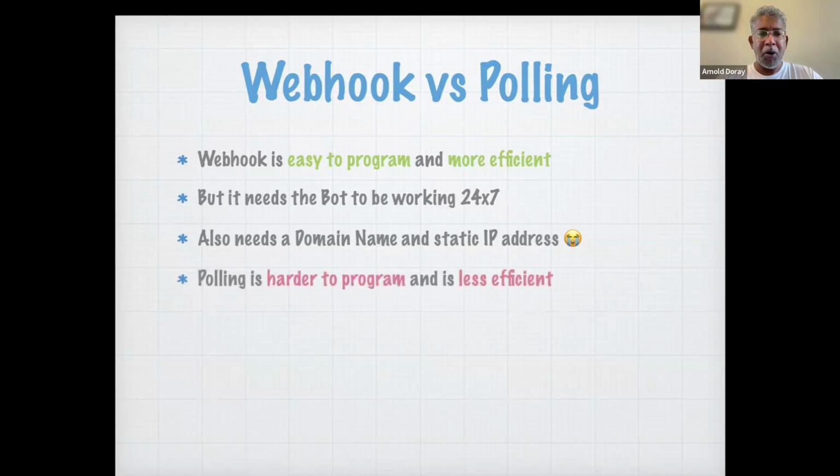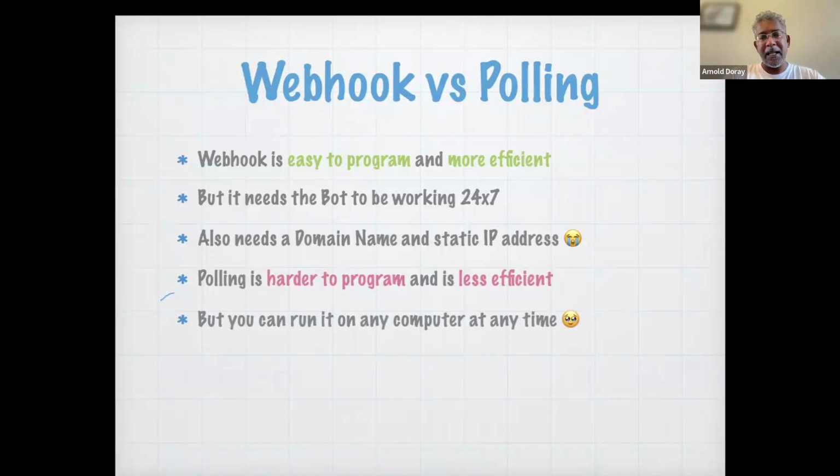Now polling, if you want something that's quick to test and easy to run, then polling is the better choice. It's harder to program because you need to filter out all those old messages, and it's less efficient because each time you communicate with Telegram, it's sending all the messages within the last 24 hours. So there's a lot of inefficiency in the communication between Telegram and yourself.